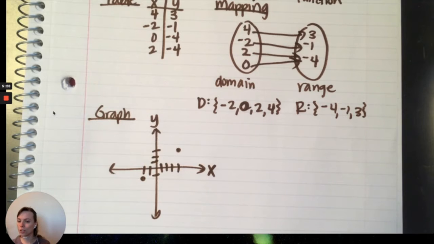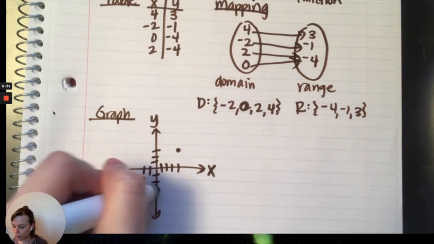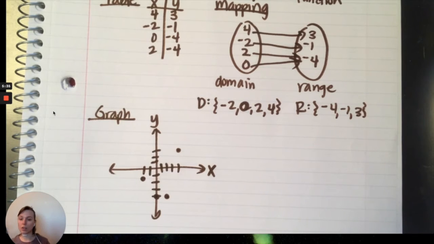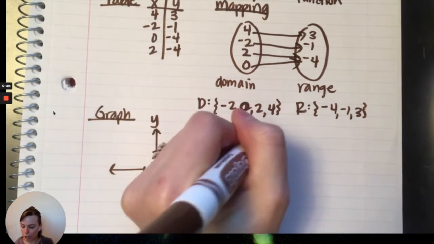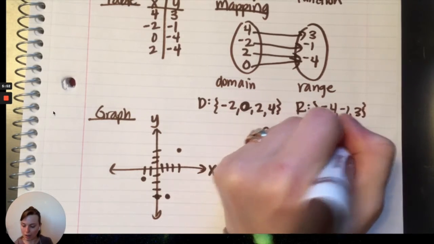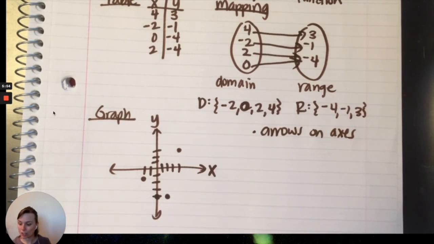Try the next 2 on your own. 0, -4, and 2, -4. So this is a relation seen as the actual locations on a coordinate plane, or Cartesian plane, or coordinate grid, or Cartesian grid. They're all interchangeable. Okay? So just an FYI on your graph, make sure you have arrows on your axes. Remember, axes is plural for axis, 2 of them.